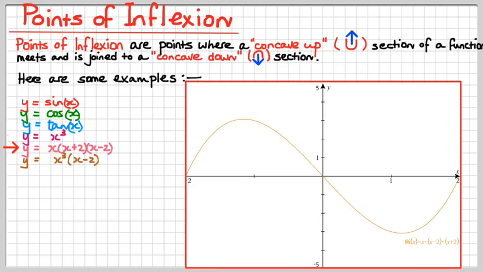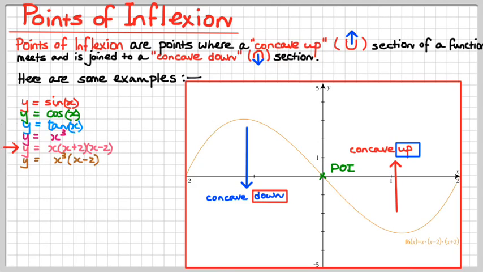Now this one here is our S-bend cubic, right? Well, that's a pretty easy one, isn't it? Where's concave down? There it is. Where's concave up? There it is. And where is the POI? There it is. Yeah? My oh my, POI. Let's do the last one now.